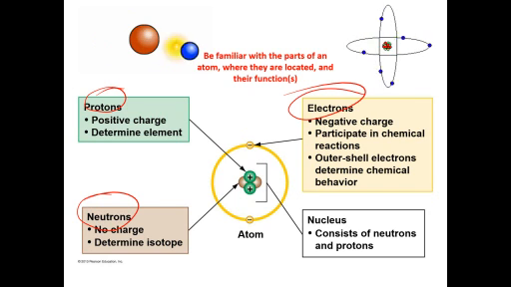So electrons, why are they important? Well, they are the parts of an atom that participate in chemical reactions. They determine the overall behavior of an atom. So we'll touch on electrons a little bit later.